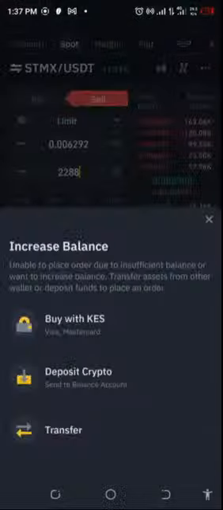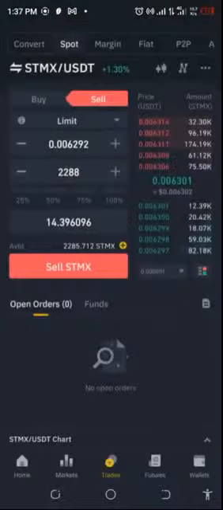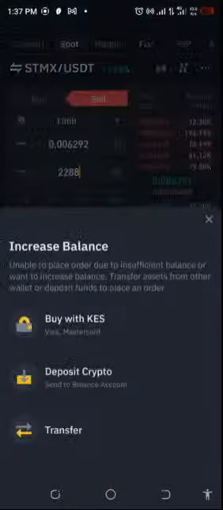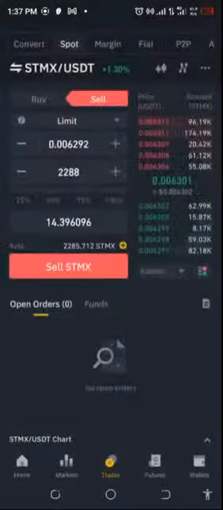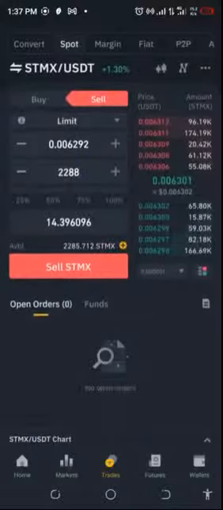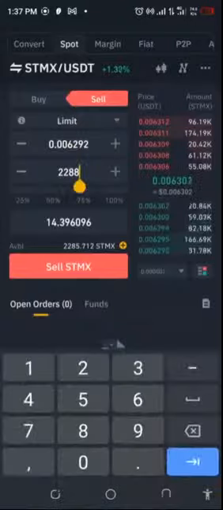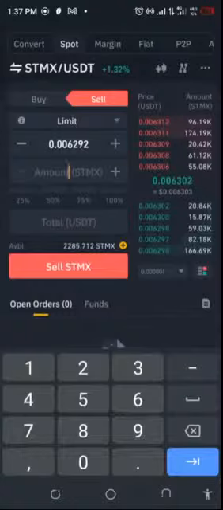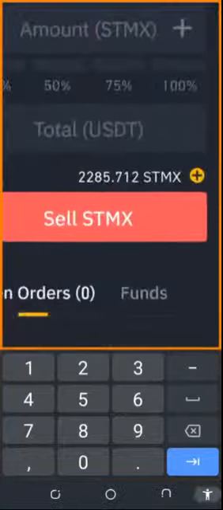What's going on? I don't know what's happening here, but I'm trying to sell my STMX. Oh, sorry, I was clicking something else. So let's click on sell STMX. So what's happening? Increase balance. Why am I increasing my balance? Okay, let me try and do this again. Probably something has, let's just remove everything. Let's remove everything. And let's see whether this would work. I'm just checking.